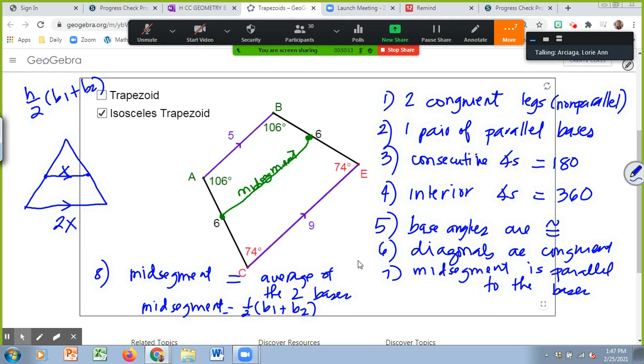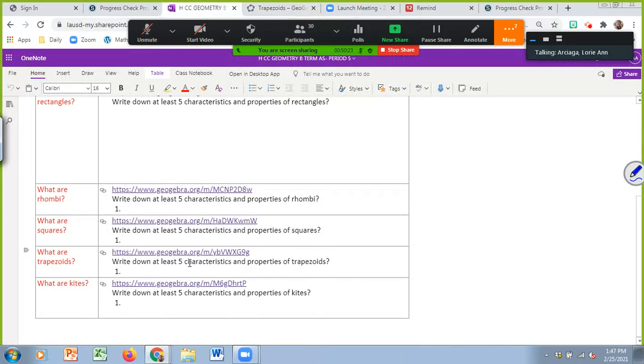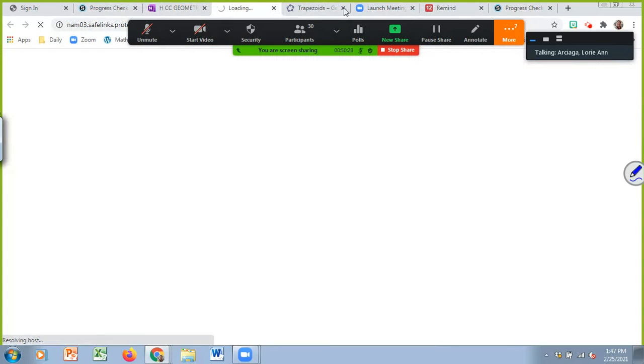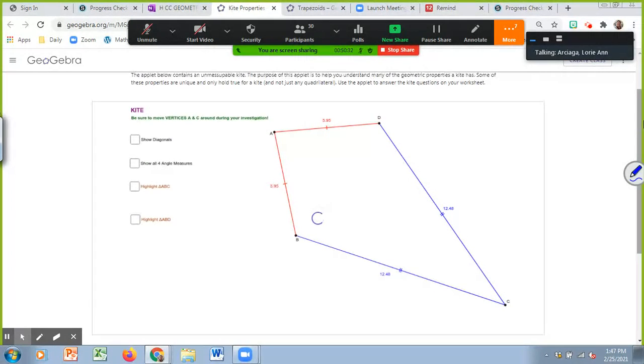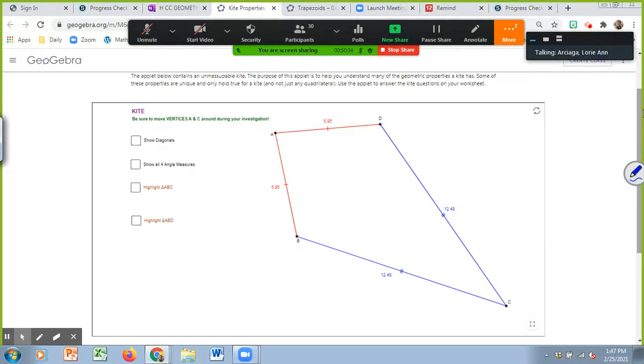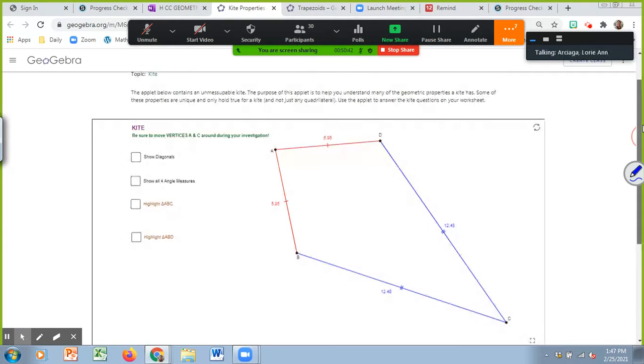On the screen you will see the properties of the isosceles trapezoid. Okay, so what we're going to do next is go back to OneNote and click on the link for kites. Now we're going to look at the properties of kites. Here we go. A kite looks like a diamond, except that the tails are longer. Okay, let's take a look at this.